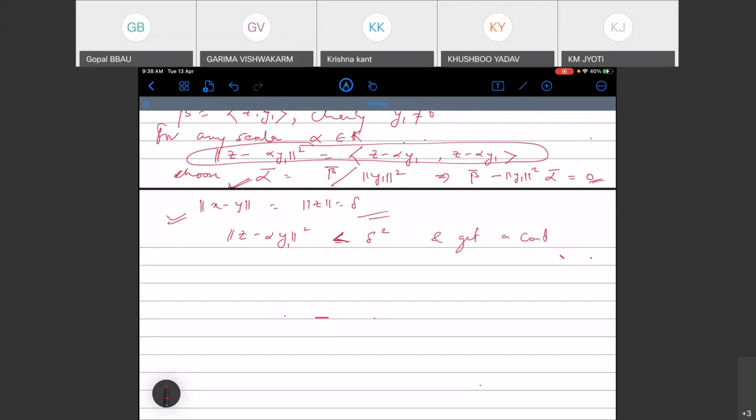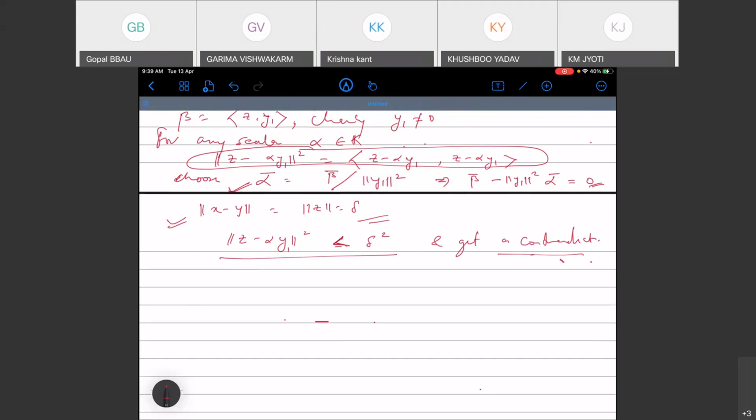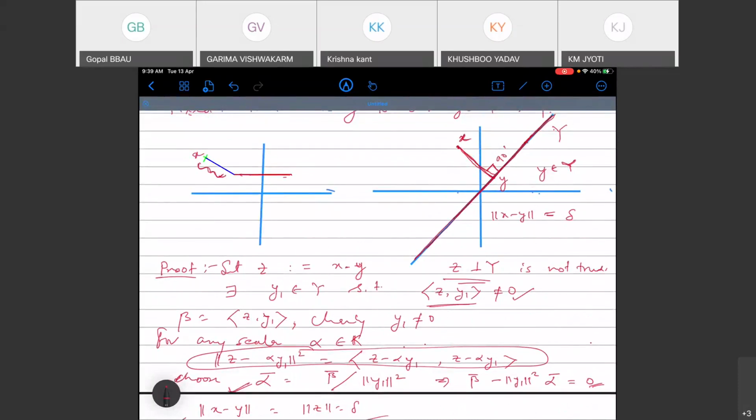Okay, so this is an exercise for you, so I will not complete the proof here. Using this, you get a contradiction, but you are getting a contradiction because you assumed a wrong thing. You assumed that z is not perpendicular to Y, so therefore your assumption is wrong and z is perpendicular to Y.